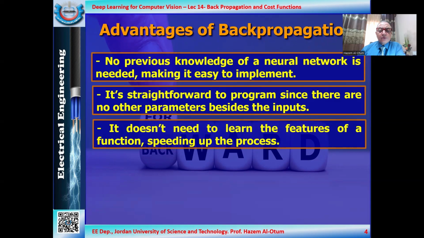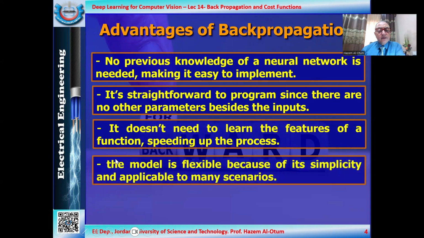Moreover, it doesn't need to learn features of a function, speeding up the process. So in backpropagation, there is no learning issue of specific features of the inputs. You just need to apply, as I said, the rate of change in the error. And this means that your system will work very quickly and with good speed.